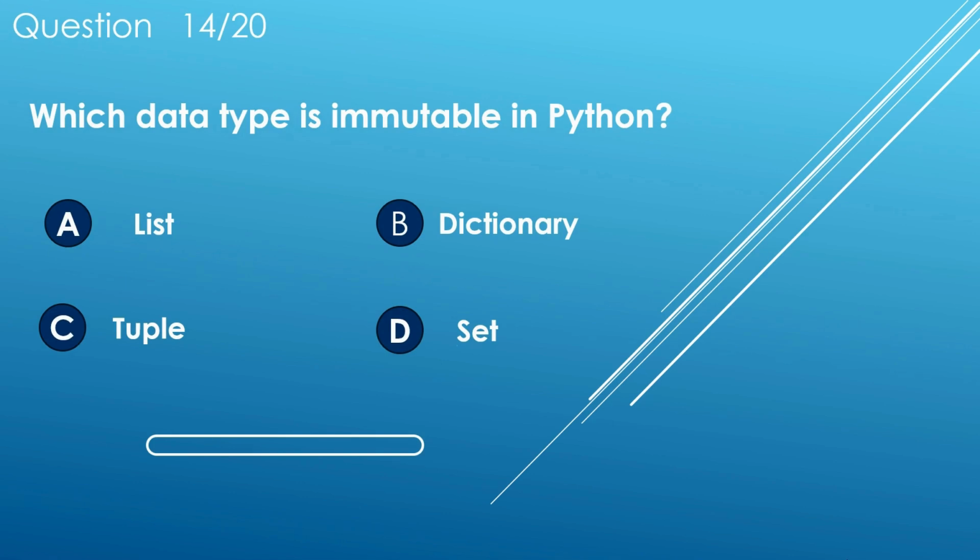Which data type is immutable in Python? A. List. B. Dictionary. C. Tuple. D. Set.